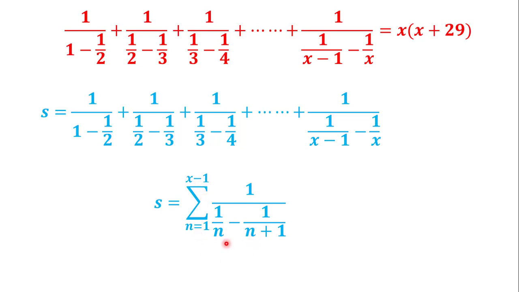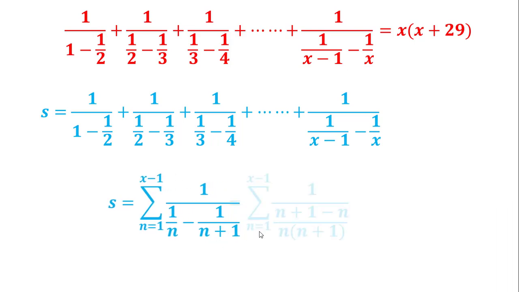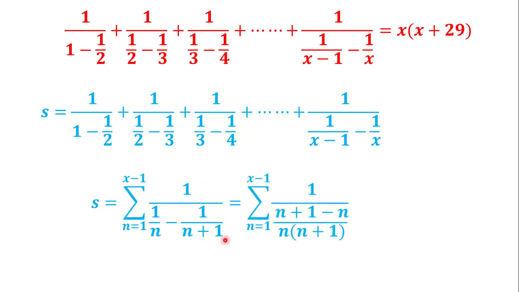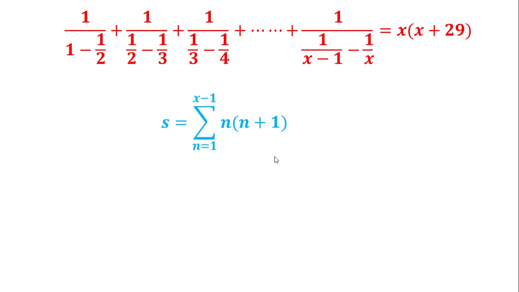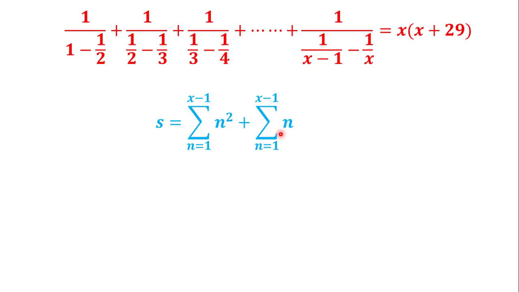Here we need to make a common denominator, so the common denominator is the product of the denominators of these two fractions, n times n plus 1. In the numerator we're going to get n plus 1 minus n, and n minus n is going to cancel out, and this fraction is going to be 1 over n times n plus 1. We can multiply n plus 1 by n, and we're going to get sigma of n squared plus n, or sigma n squared plus sigma n.